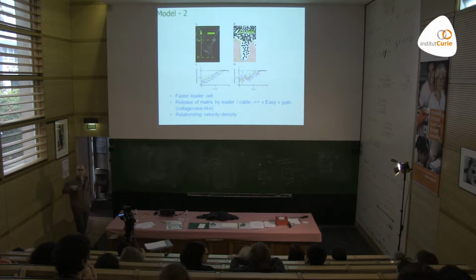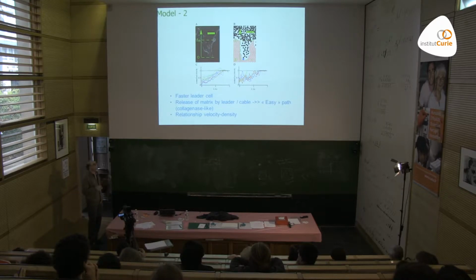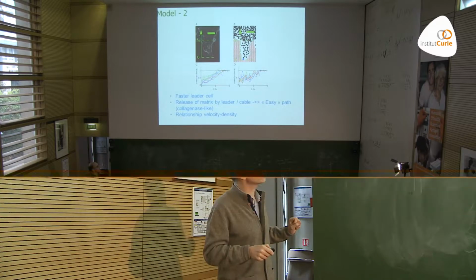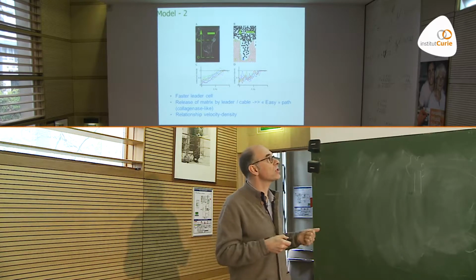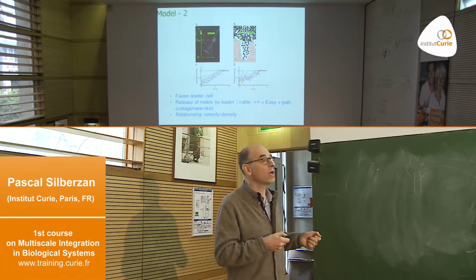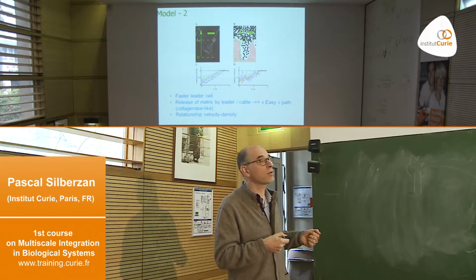And so, sort of related to what you asked, if we put manually leader cells that are faster at the tip here, and integrate that there is something like an easy path when you follow this cell, so that two things help, the cable, and you've also seen the release of matrix by the leaders.